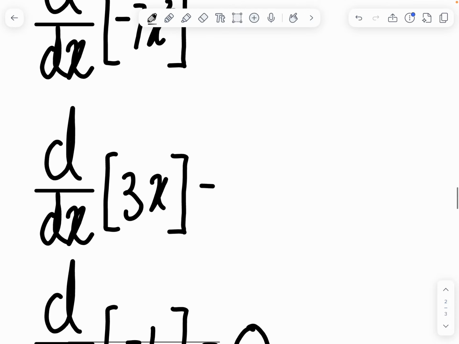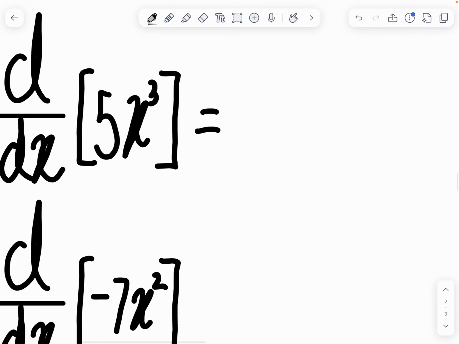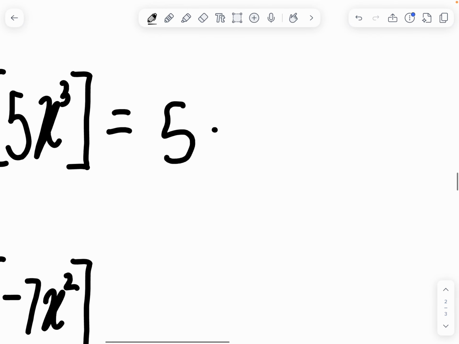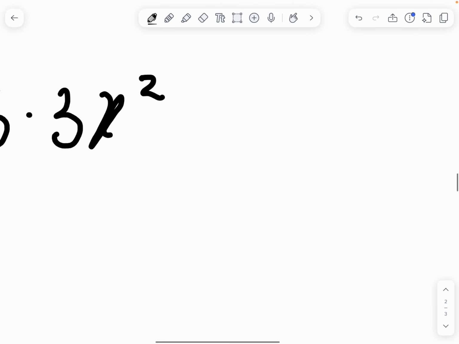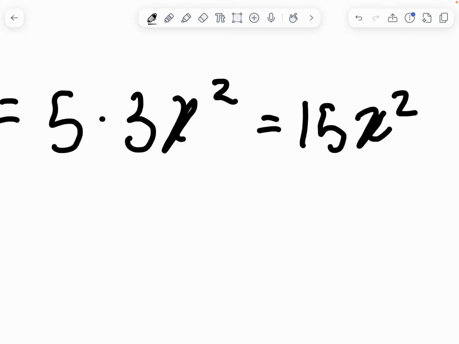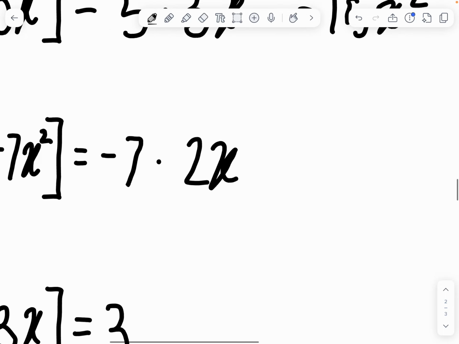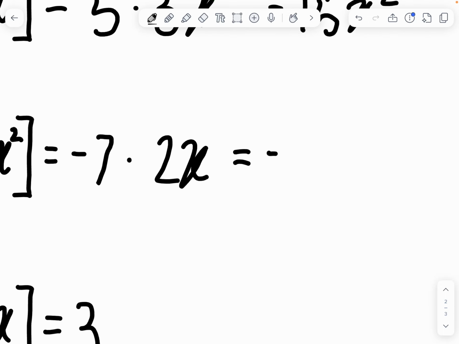The derivative of any linear term, like 3x, which has a degree of 1, automatically becomes a 3. So yeah, let's do these ones. First, this is 5 times 3x squared. So this becomes 15x squared. And what about negative 7x squared? So this becomes negative 7 times 2x. And that equals negative 14x.